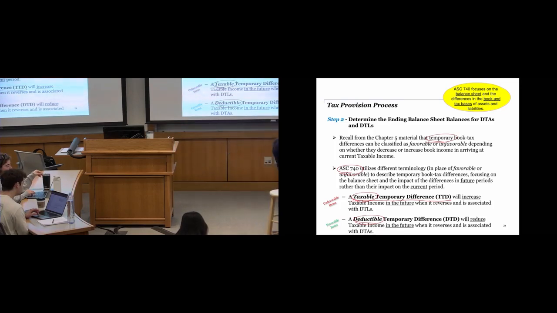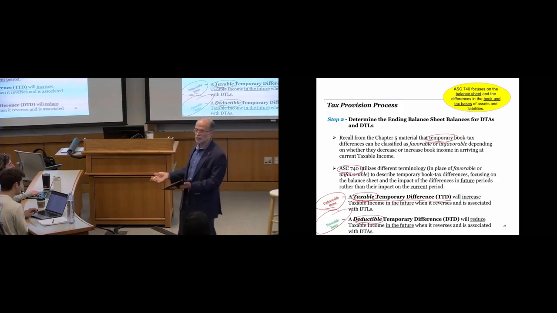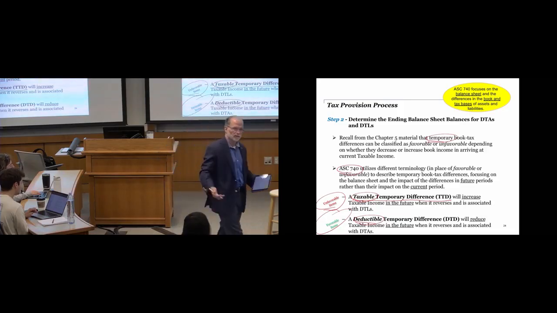If it's taxable, that's unfavorable, right? Because I'm going to pay more tax in the future. If it's deductible, that's favorable because I'm going to pay less tax in the future. Again, all relative to book income. So I put over here on the right, I just equate unfavorable items as taxable temporary differences. Favorable items are deductible temporary differences.